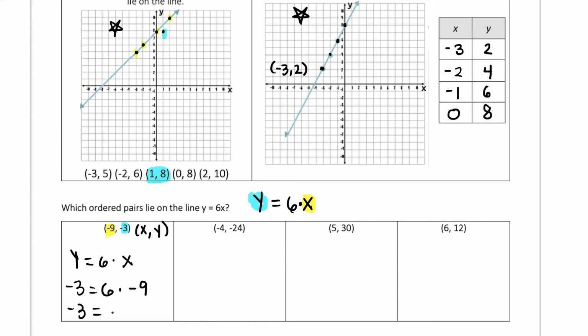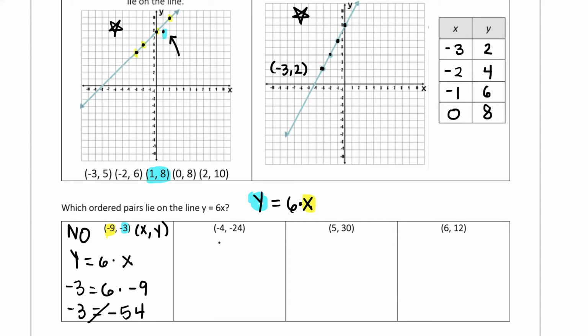Well, 6 times -9 is -54, and -3 and -54 are definitely not equal, so this point would not be on the line. So that's kind of like the one that we saw up here, where it was on the graph, but it didn't actually lie on the line that we were talking about. So it would not be part of this linear function, y equals 6x.